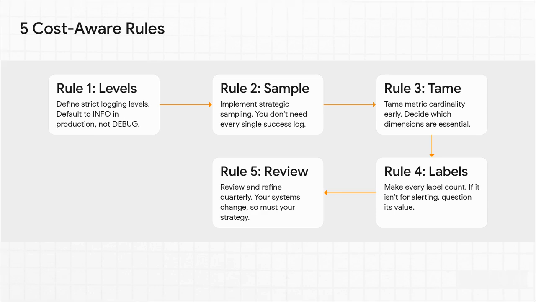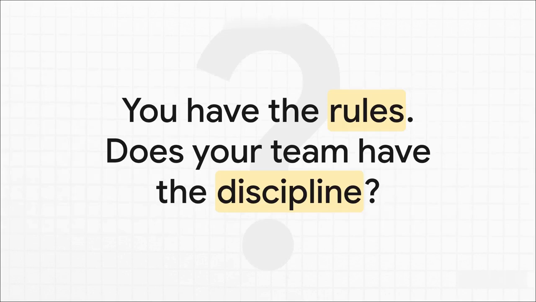Your systems are always changing, so your observability strategy has to evolve right along with them. And we'll end on this thought. You now have the technical playbook. You know the culprits, you know the fixes, you know the rules to control observability costs. But the technology, that's only half the battle. The real question is, does your team have the engineering discipline to actually implement these rules and make cost awareness a real part of your culture? That's the challenge to take back with you.